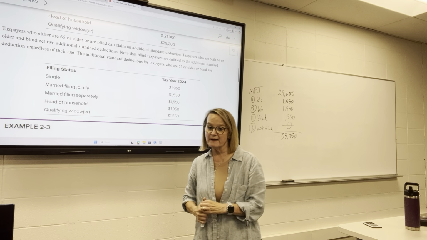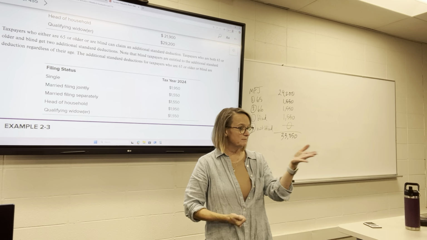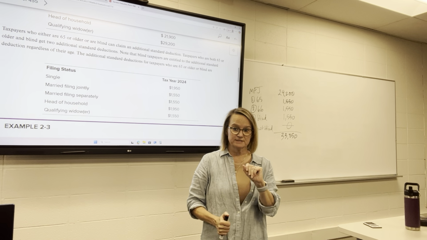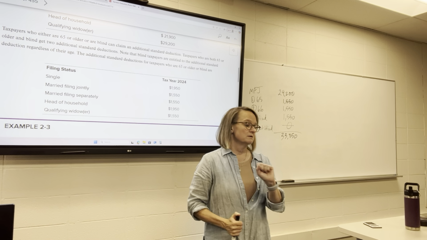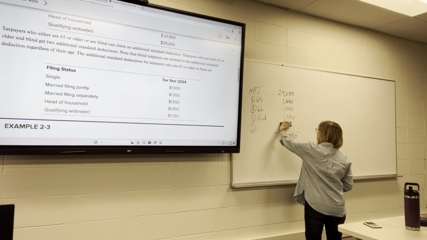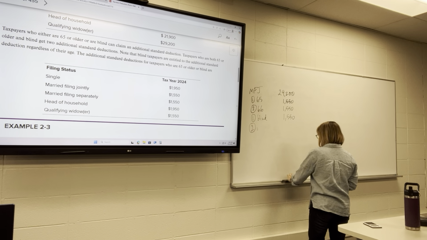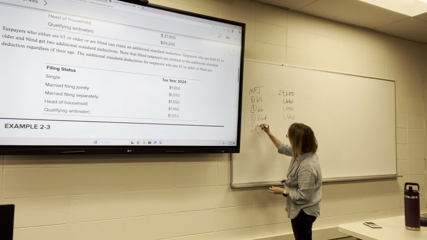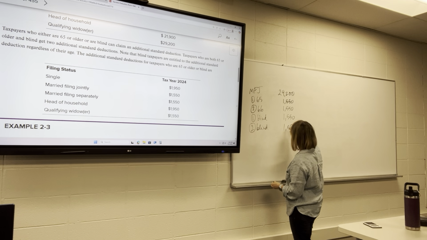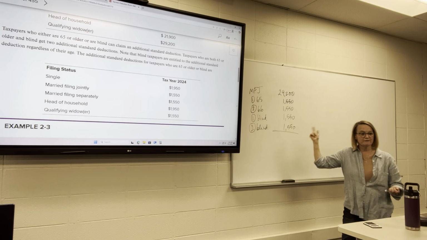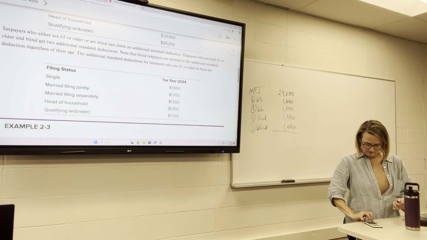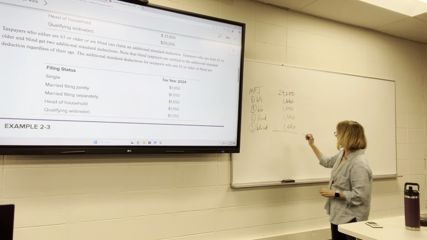So for each spouse, you get to determine, do they get one or both of those additional standard deductions. If both of them were blind, then another $1,550 is added. So for each of these factors, an additional $1,550 is added. $35,400.